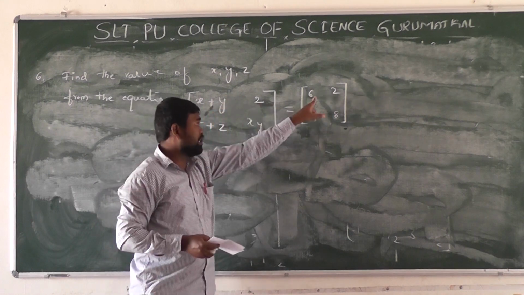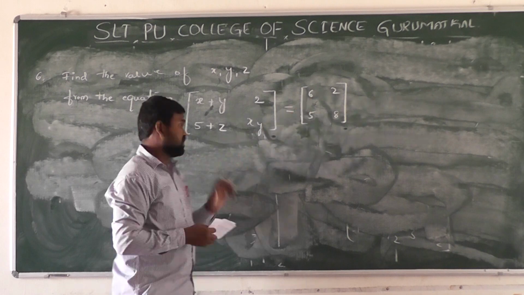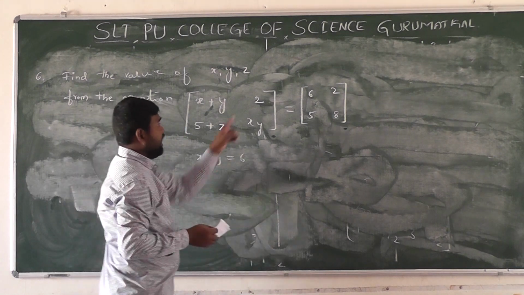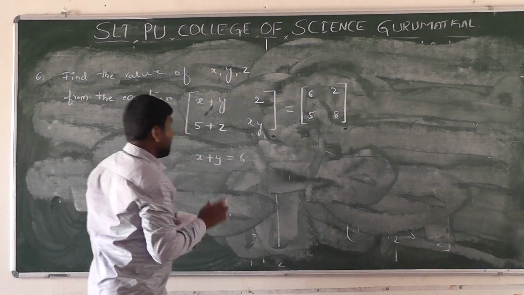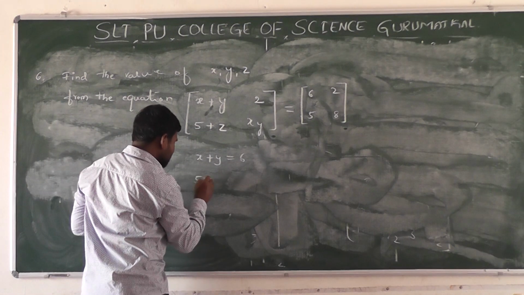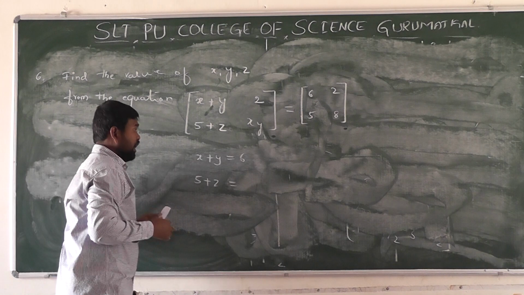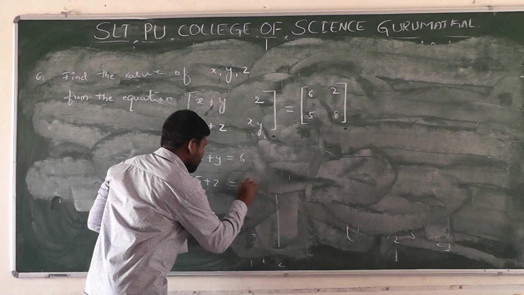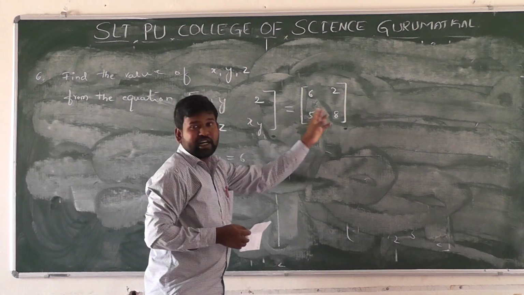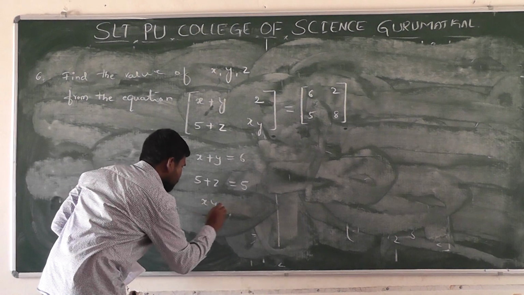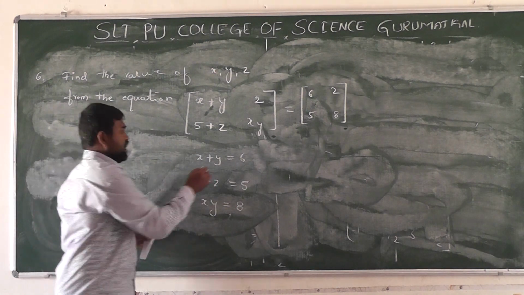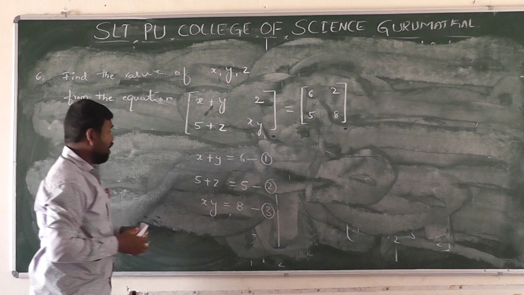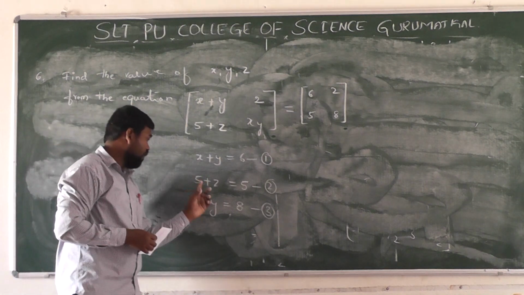What is x plus y equal to? The corresponding element of the matrix here is 6. Then the first element, x plus y, is equal to 6. Next, 2 is equal to 2. These corresponding elements are equal. Next, 5 plus z, the second row first column element of the first matrix, is equal to the corresponding element of the second matrix, which is 5. Next, xy is equal to 8. Then we have to take these three equations. This is equation number 1, equation number 2, and equation number 3. One value already comes directly here: 5 plus z is equal to 5.